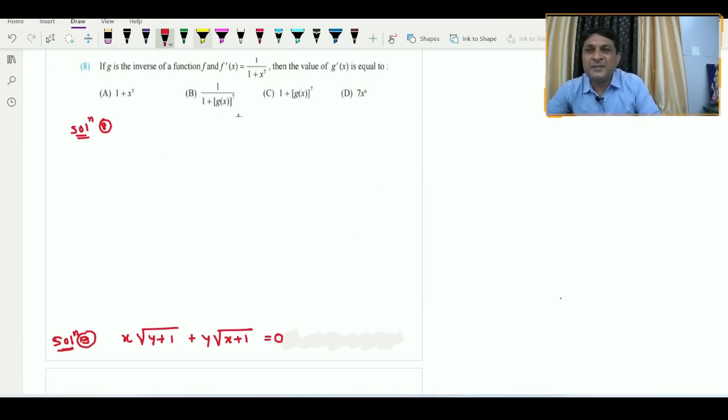Now see example number 8. In this case it is given to us that g is the inverse function of f, and f dash of x is equal to 1 upon 1 plus x raised to power 7. Using this we have to find out g dash of x. So we are using the given condition.